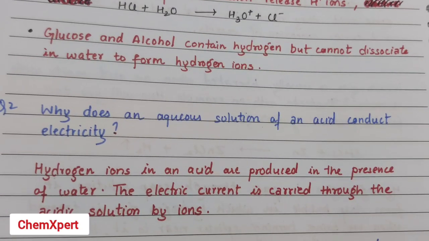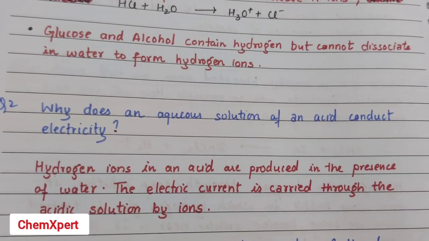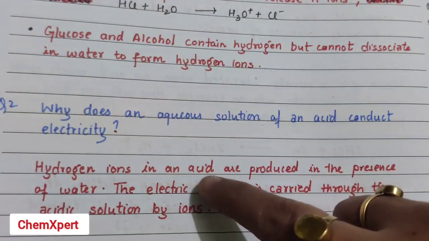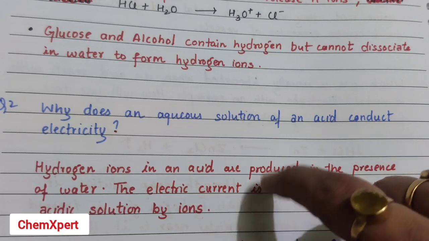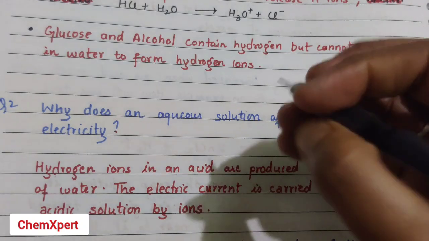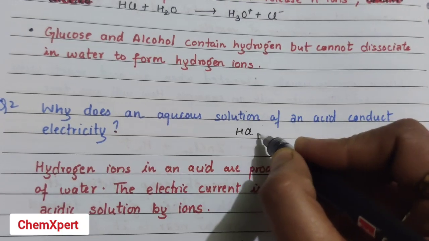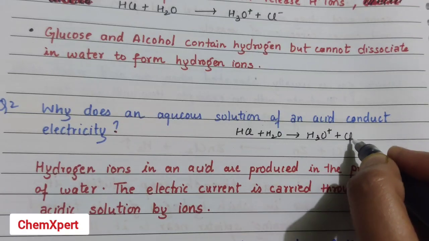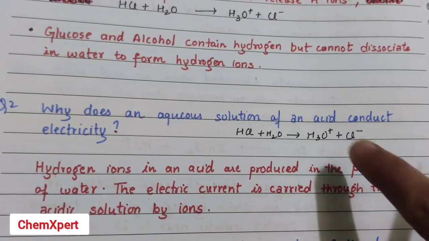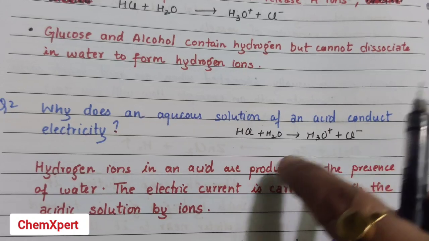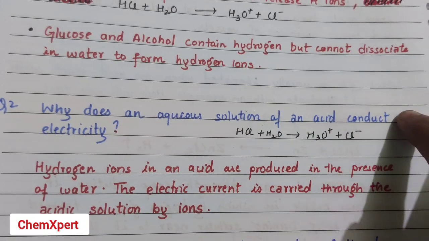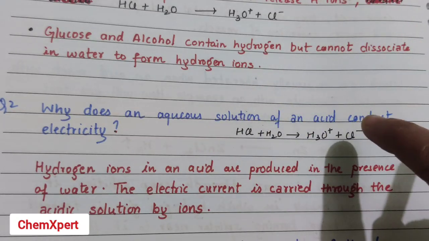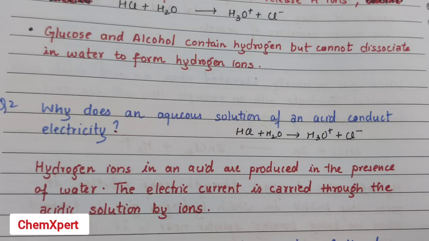Now next, why does an aqueous solution of acid conduct electricity? Just now we have discussed that hydrogen ions in acids are produced in the presence of water. So what happens? Just for example, if HCl is there and water is there, it will form H3O plus ion and Cl minus. Because these ions are released, they can carry electric current, that is why they conduct electricity. Whereas alcohol or glucose do not release these ions, hence they do not conduct electricity.